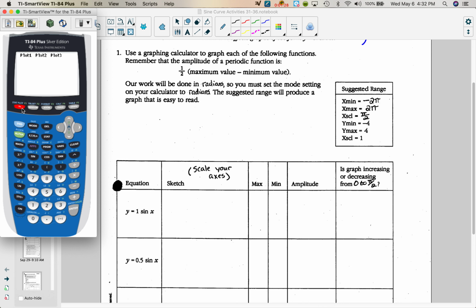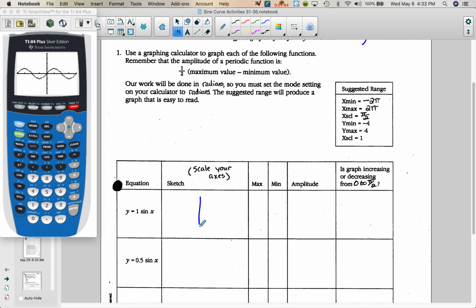Now when you go to y equals, we're going to graph 1 times sine x. You wouldn't need the 1, but I'll put it there anyway since they have it there. And you're going to hit graph. Don't do zoom 6 or anything because you'll mess up your window. When you hit graph, you get this curve. Then I'm going to ask you to just sketch that. If you sketch this, I'm going to just kind of do it like this.